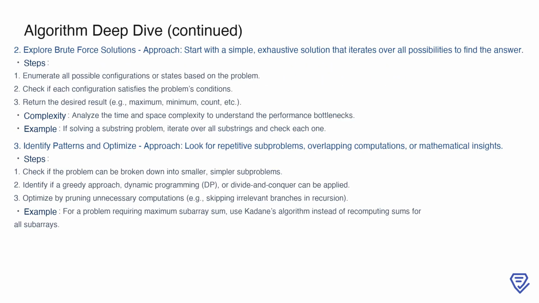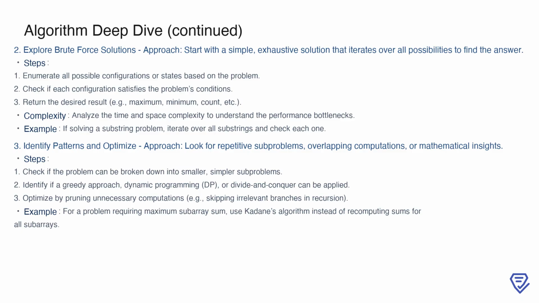Once the problem is understood, the next step is to explore brute force solutions. This involves starting with the most straightforward approach, exhaustively enumerating all possible configurations or states to find the answer. For instance, if solving a substring problem, you could iterate over all substrings and check each one. This step also includes analyzing time and space complexity to identify performance bottlenecks. Brute force solutions, while not always efficient, provide a baseline and can reveal patterns in the problem.